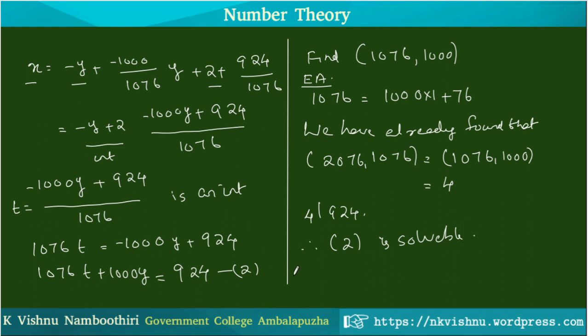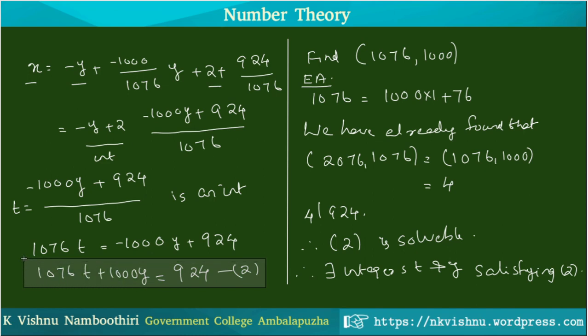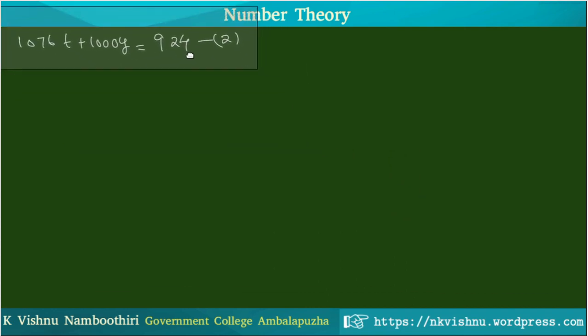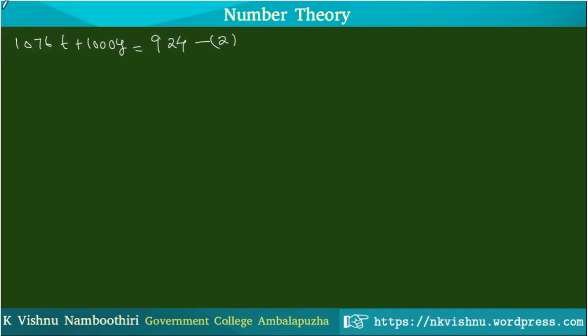So we can find integers t and y satisfying equation 2. Okay, what is the equation? 1076t plus 1000y. Okay, I'll just select that, copy it, and paste it to the next page. Okay, it's placed here.